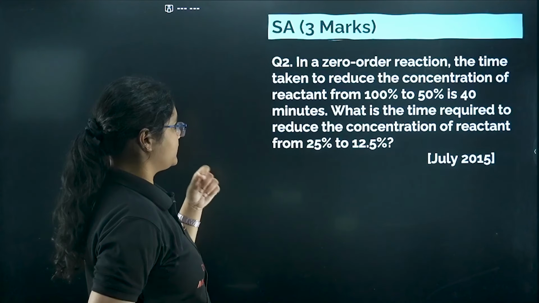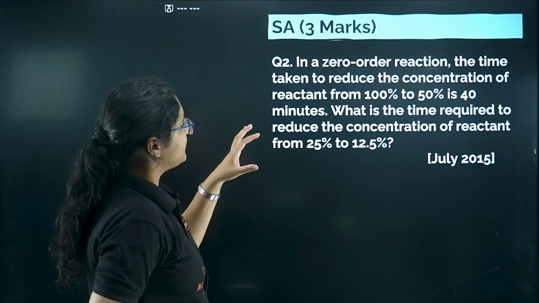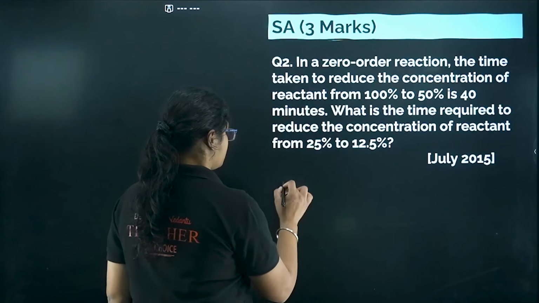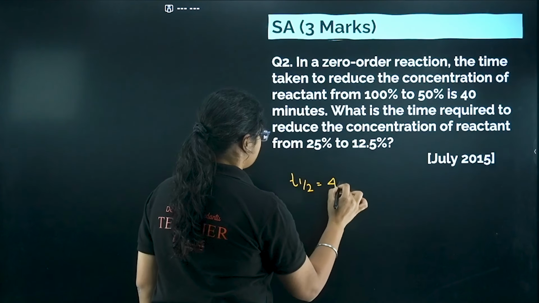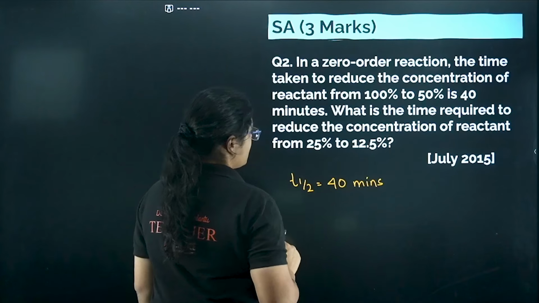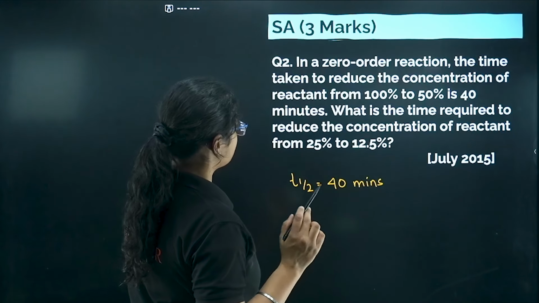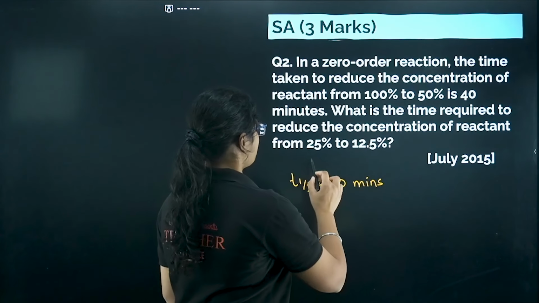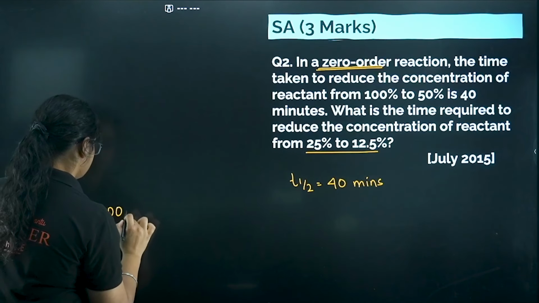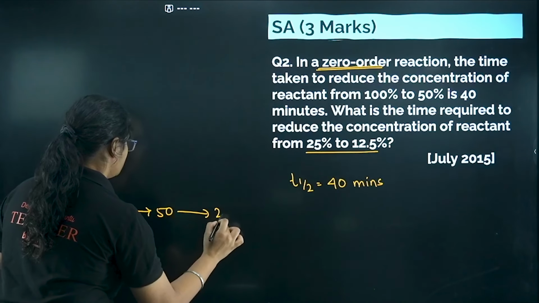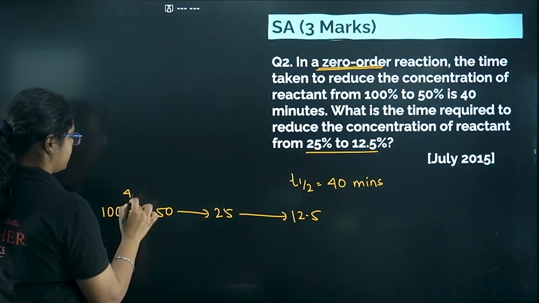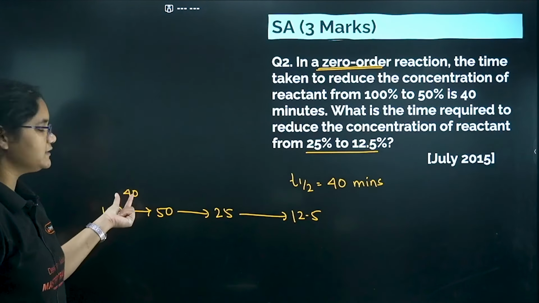In a zeroth order reaction, the time taken to complete the reaction from 100 to 50% is 40 minutes. So I can write here the T half value is 40 minutes. Now what is the time required for the concentration of the reactant to go from 25 to 12.5? Now remember, this is a zeroth order reaction. First we go 100 to 50, then 50 to 25, then 25 to 12.5. Now 100 to 50 is 40 minutes.